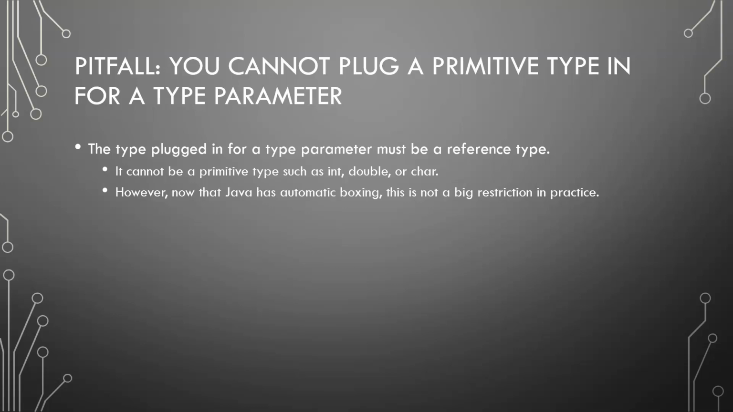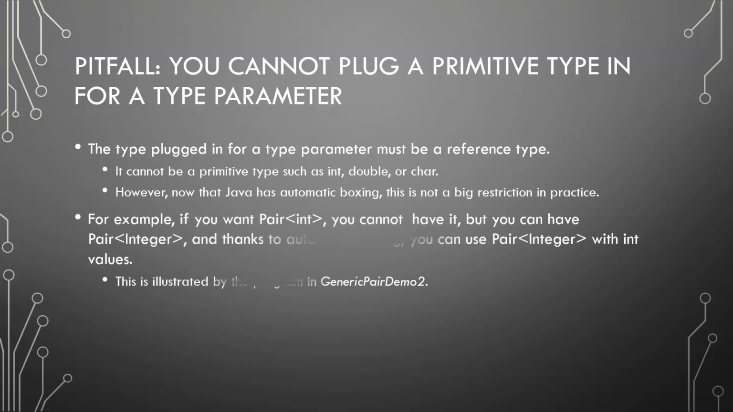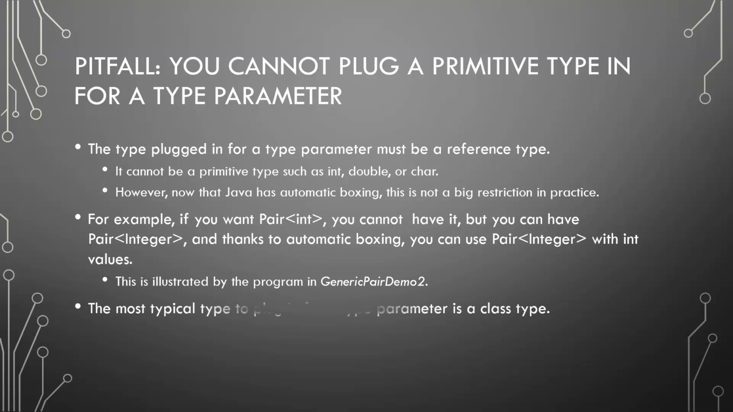We kind of talked about this when we talked about array lists. However, now that Java has things such as automatic boxing, this is not as big of a restriction because, of course, we can use the wrapper classes. So if we want a Pair<int>, we can't do that, but we can do Pair<Integer>, and thanks to automatic boxing, we can use Pair<Integer> with int values. We can look at that real quick in generic pair demo 2. I'll look at that in just a minute with you.